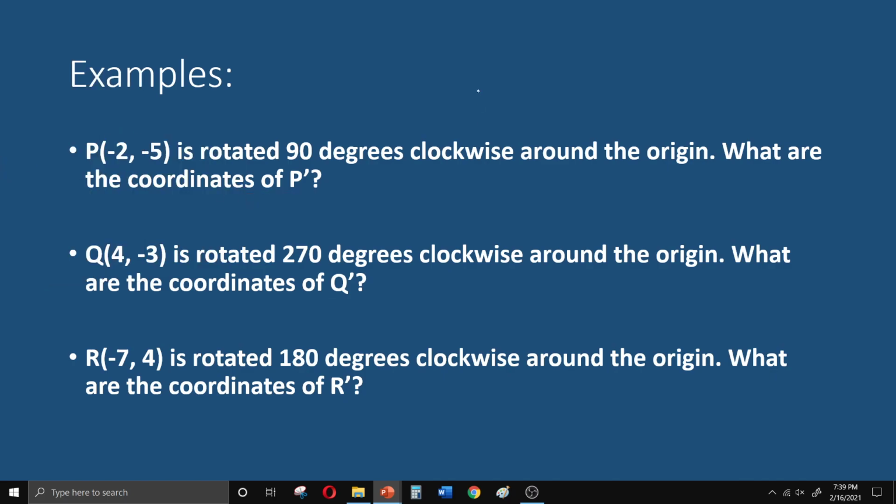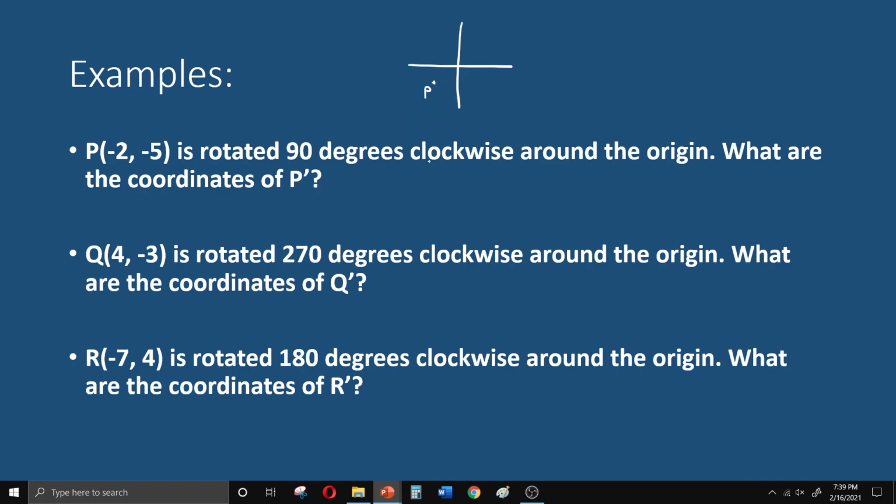All right, so when I do these, I like to draw a picture. It just helps me. I'm going to start with P(-2, -5), and you don't have to get the graph paper out or do anything or even make it to scale. Just put it where it's supposed to go. Okay, I know P is going to be in this quadrant when I do that.